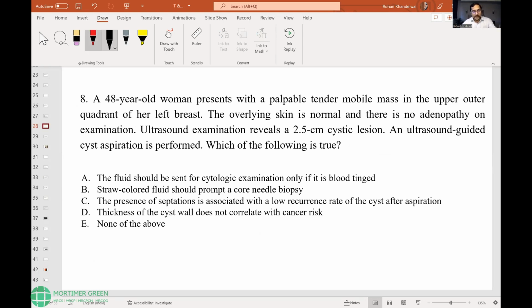Now, this is again a very, very important question, and this is a question where what we practice in our country varies from what is done in the UK. When you have to mark the answer, you don't have to mark what we are practicing, you have to mark what is practiced there in the UK. So a 48-year-old lady presents with a palpable, tender, mobile lump in the upper outer quadrant. The overlying skin is normal and there is no adenopathy seen on examination. Ultrasound reveals a 2.5 centimeter cystic lesion and ultrasound guided cyst aspiration is performed. What is the correct answer here?